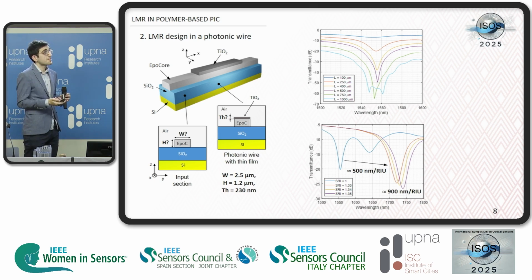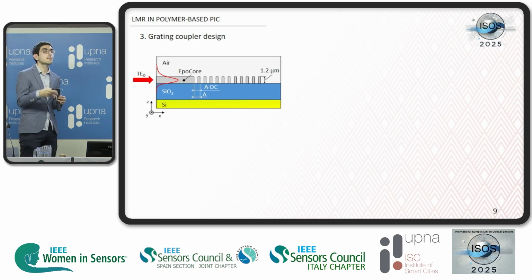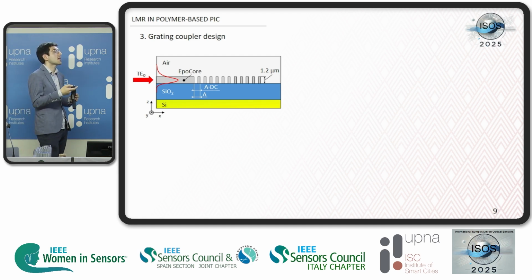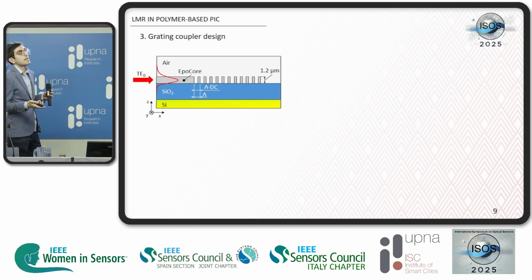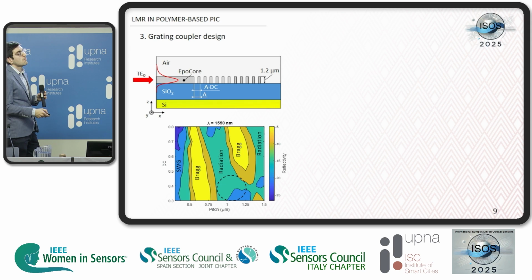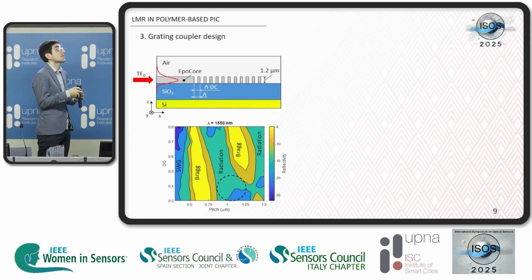After designing this, what I also need is to couple the light in and out of the chip. There are different options: edge couplers, grating couplers, and others, and I have decided to design a uniform grating coupler. The design parameters of the grating coupler are the grating pitch and the duty cycle. The procedure is to perform a sweep on both the pitch and the duty cycle, and measure the reflectivity at the input port. We are using the T0 mode as the input mode because it's the one we are going to use to excite the lossy mode resonance.